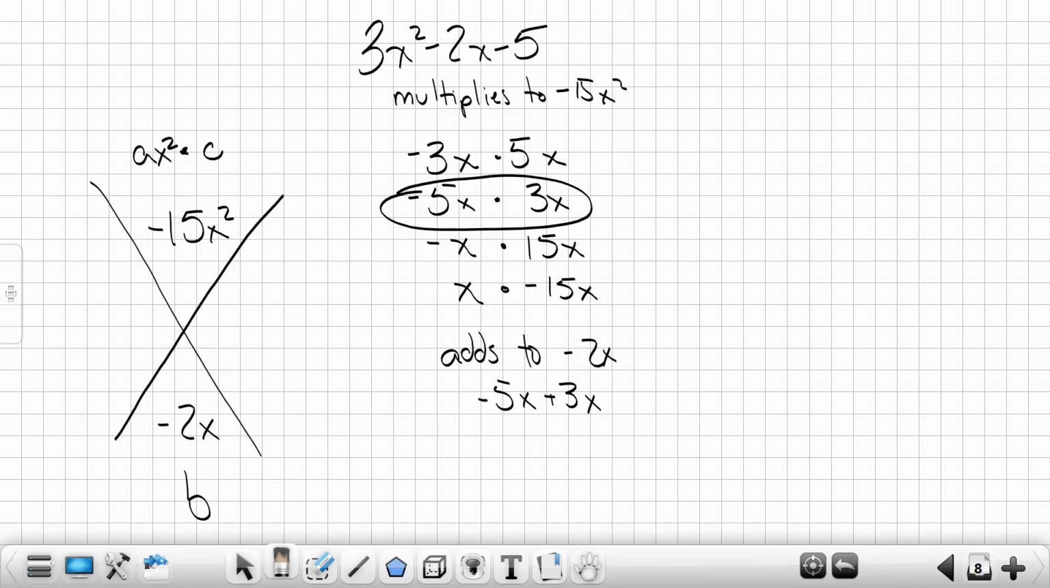Okay, are we good so far? Sydney, do you have a question? No. Are you sure? Okay. So now that I've got my two numbers, I put those on either side of the x. Okay?